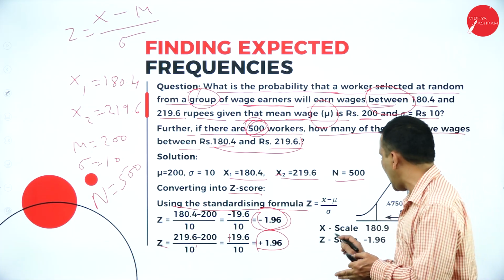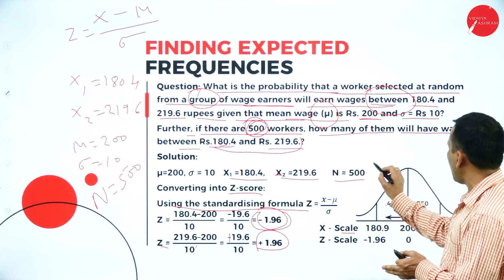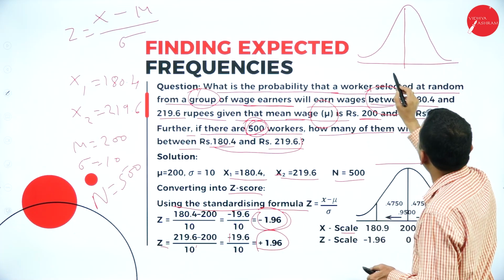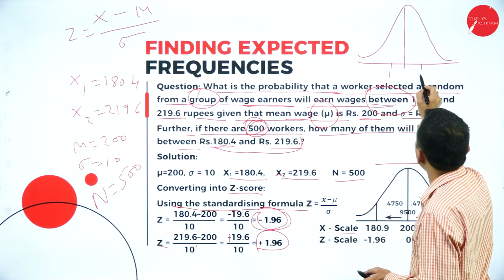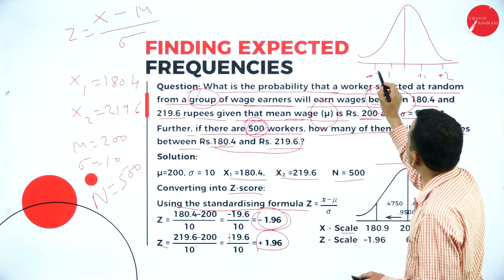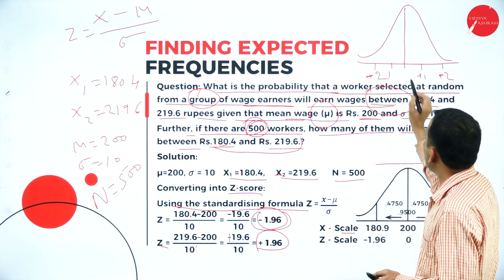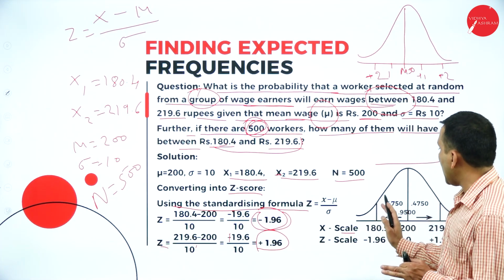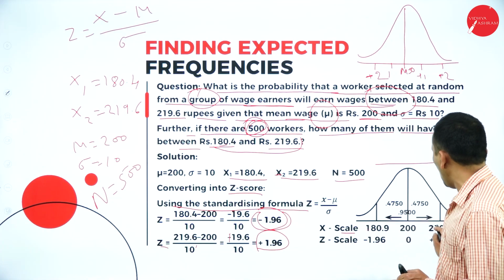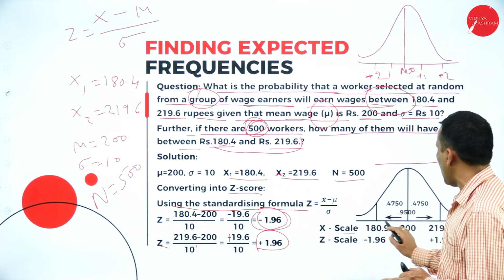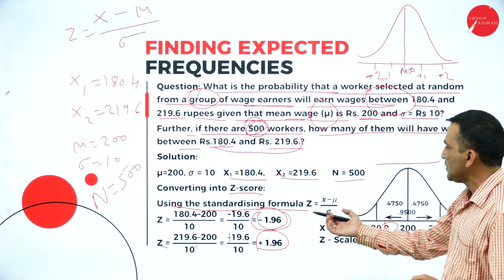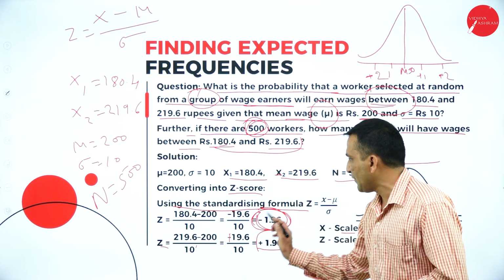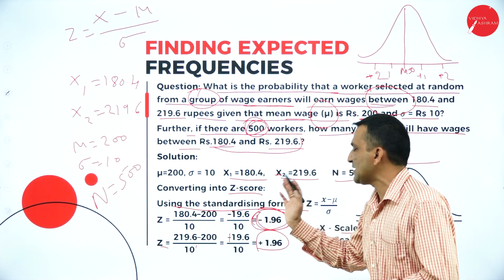Now we need to draw the scale here. For example, I am drawing the bell shape graph one more time, with minus 1 and plus 1, plus 2 and minus 2, extending like this. Exactly at the center, mu is located at 0. In this case, how much total area is covered from 180.4 to 219.6? We need to identify it using the reference table, the normal distribution table. We got minus 1.96 on the left side and plus 1.96 on the right side.